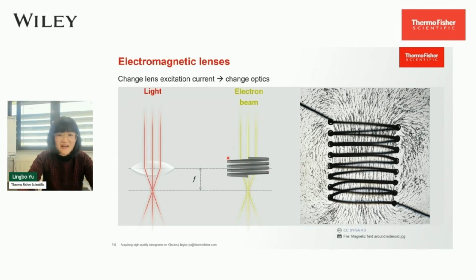We use electromagnetic lens, which is a coil. When a current goes through the coil, it creates a magnetic field that can bend the electrons. So the magnetic field is nicely demonstrated in this picture on the right.